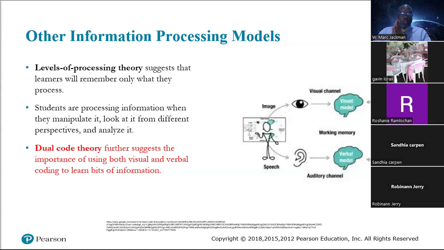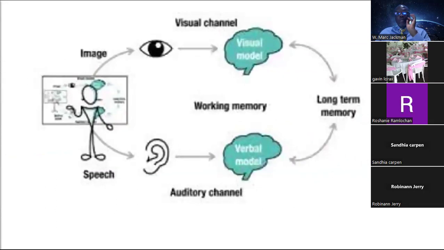Then you have the dual code theory, which suggests the importance of both visual and verbal coding to learn bits of information. So at the beginning of this section, because of dual coding, I can ask you now, what are the three different types of memory stores? Because we dealt with dual coding throughout up till now. In this, what are the three different types of stores of memory?